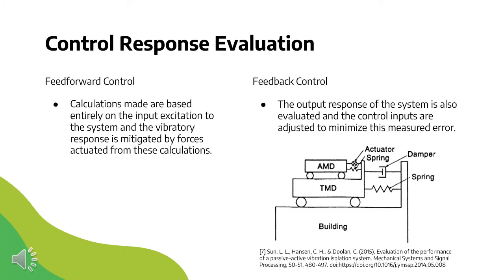Active control can be applied through either of these two pathways. In feed-forward control, calculations are made based entirely on the input excitation to the system, and the vibratory response is mitigated by forces determined from these calculations. In feedback control, the output response of the system is also evaluated, and the control inputs are adjusted to minimize any measured error from this output. The feedback control method is optimal to encompass and mitigate more of the vibrations experienced by the structure.